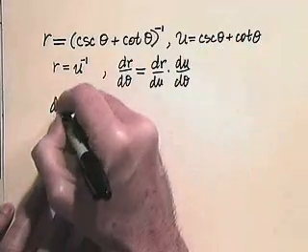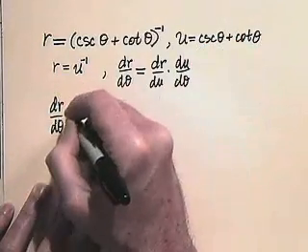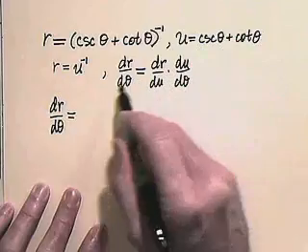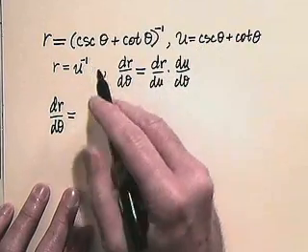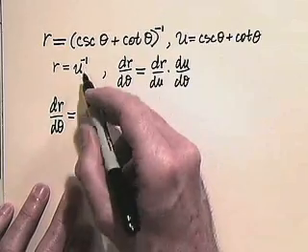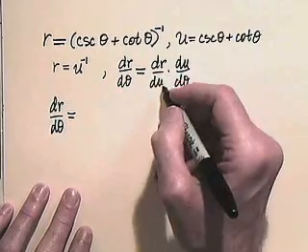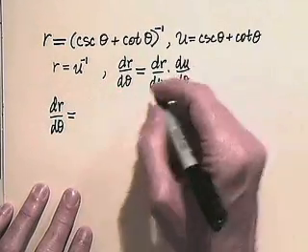So consequently, dr d theta is, what's dr du? To differentiate u to the negative 1 power, apply the power rule. We're differentiating with respect to u here for our first factor, dr du.